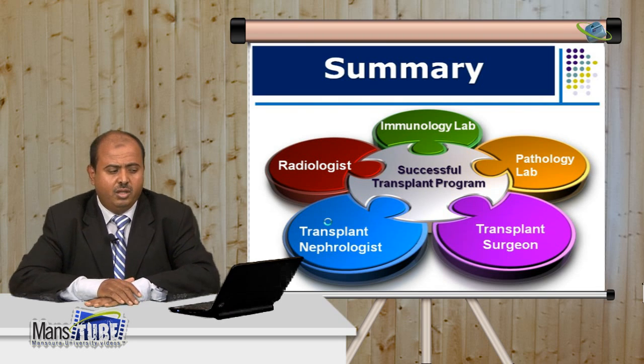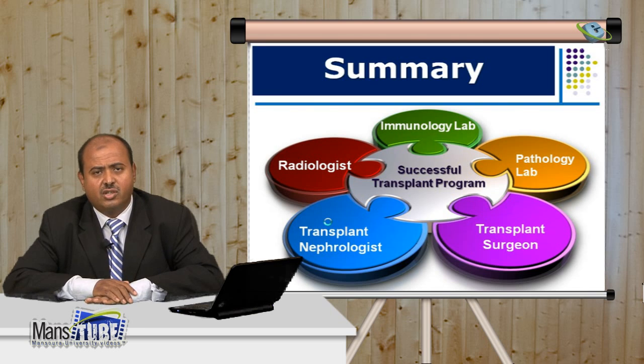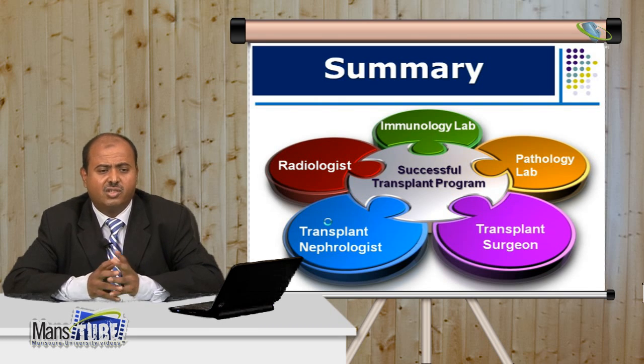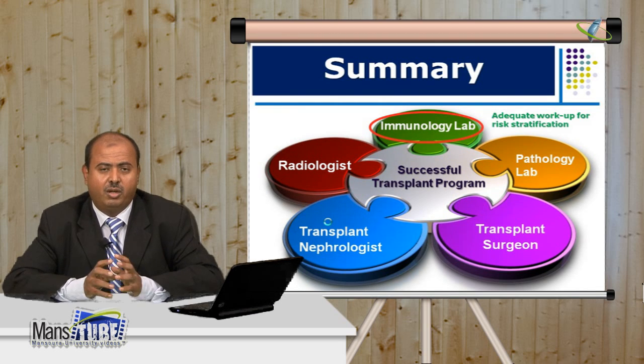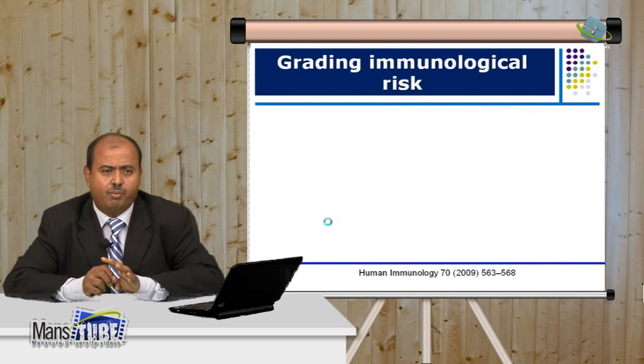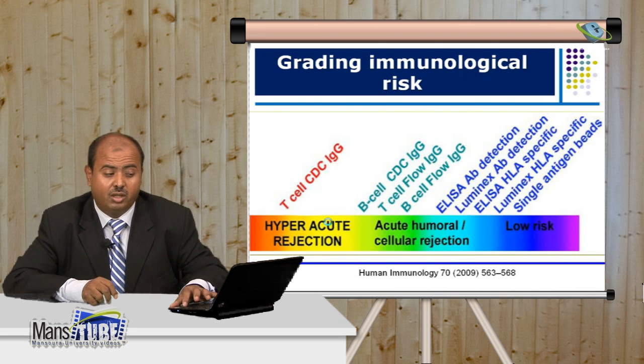To sum up, to manage antibody-mediated rejection, the multidisciplinary team approach is mandatory. So there is no one man show in transplantation. You should have the immunological lab, a fully equipped pathology lab, transplant surgeon, nephrologist, radiologist, working together, plus other labs, microbiology, etc., for the success of transplantation in general. But if you ask me what the most important lab is, it is the immunological lab, with adequate monitoring of the donor-specific antibody.